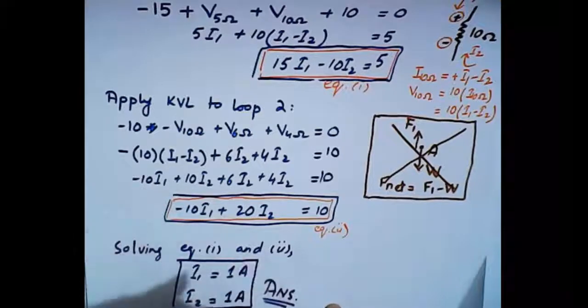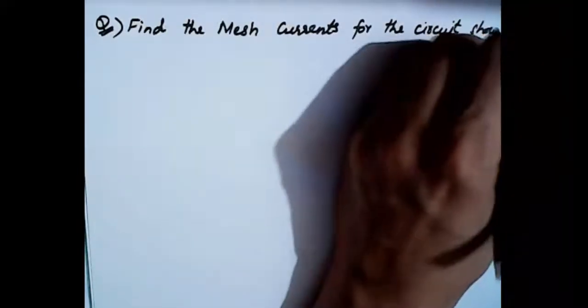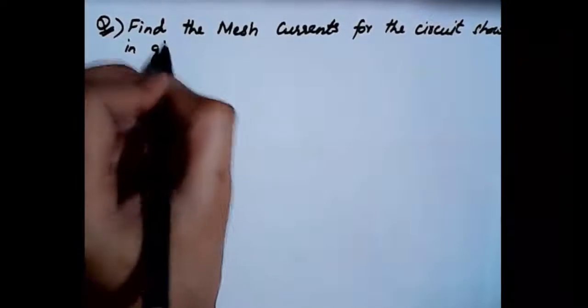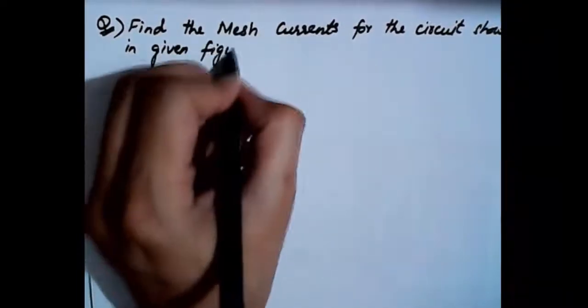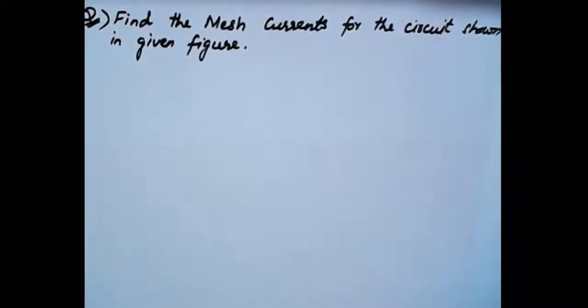So I hope that it is clear now how to solve a question using mesh analysis. Let's move on to another question. The statement is: find the mesh currents for the circuit shown in the given figure. Okay, fine.